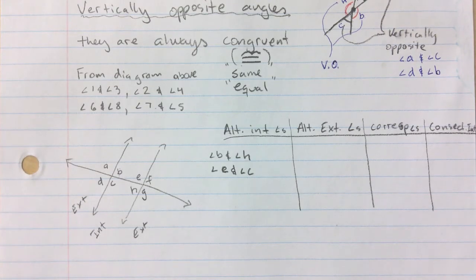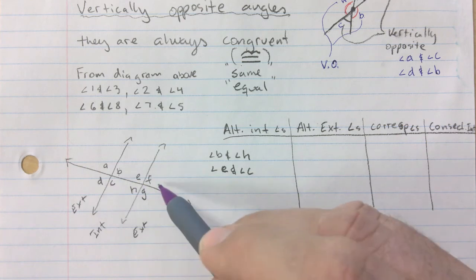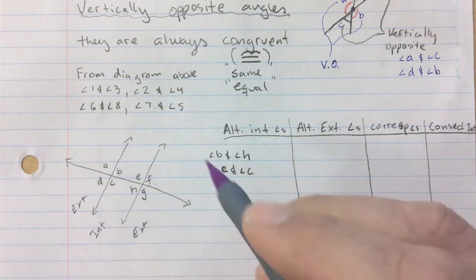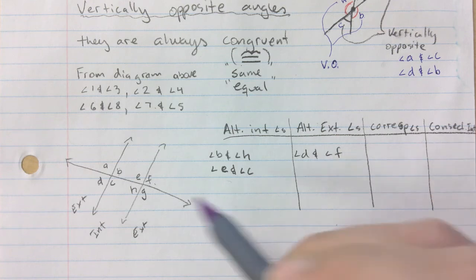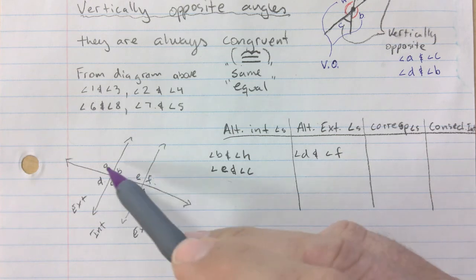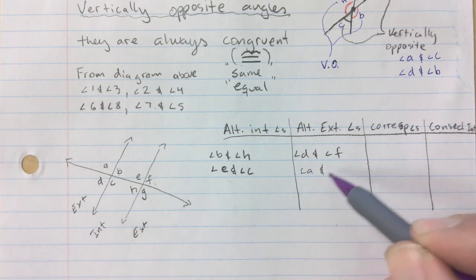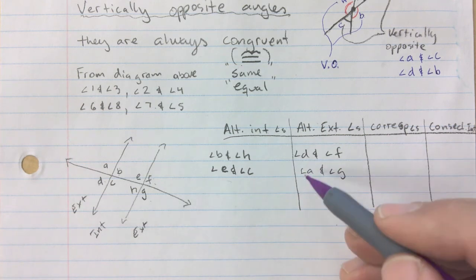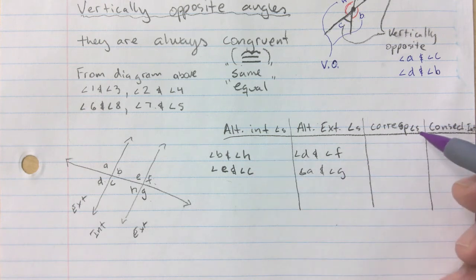Okay, and on the other hand, here alternate exterior. It's D and F. You're on the outside, so this will be D and F, as well as A and G. So two pair here, two pair there.